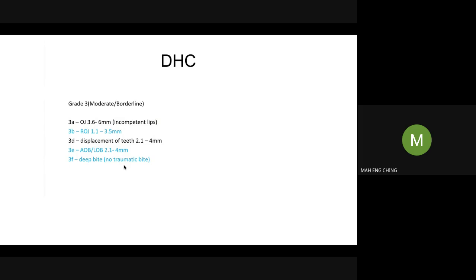Okay, now we come to grade 3. Grade 3, we have less severe, but still considered moderate. Then we have 3A, which is 3.6 to 6 millimeters with incompetent lips. So let's say competent lips, we give them 2A. Incompetent lips, we give them 3A. Both also with a 3.6 to 6 millimeter overjet.